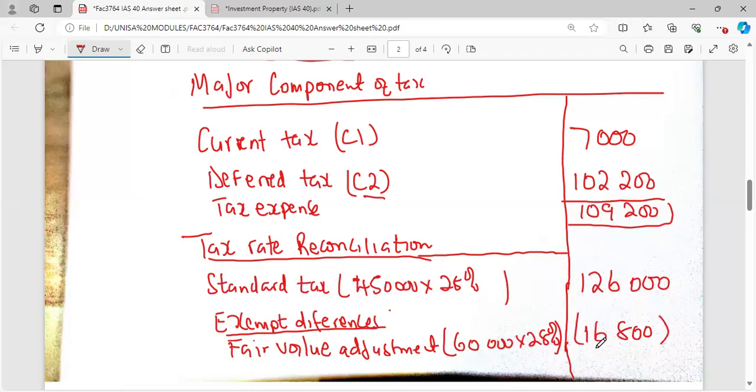What do we want to get? Adjustment to get what? To get the tax expense, okay? So to get the tax expense, how much are we going to have? It's 126,000 minus 16,800, which is 109,200.